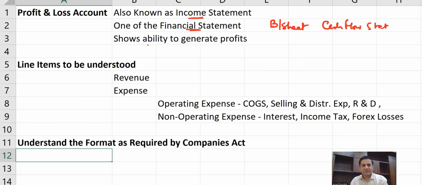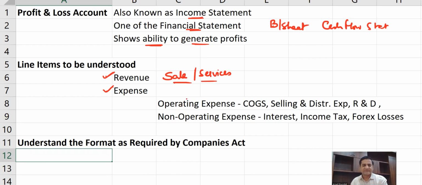This statement tells you the ability of a company to generate profits. The end result of the profit and loss account is that we find out whether the company has generated a profit or incurred a loss during a given accounting period. The line items we need to understand are the revenue, or what we have received, and the expense, what we have paid. Revenue, as we know, is generally through the sale of material or providing services. And expenses means the amount incurred in order to generate this revenue.